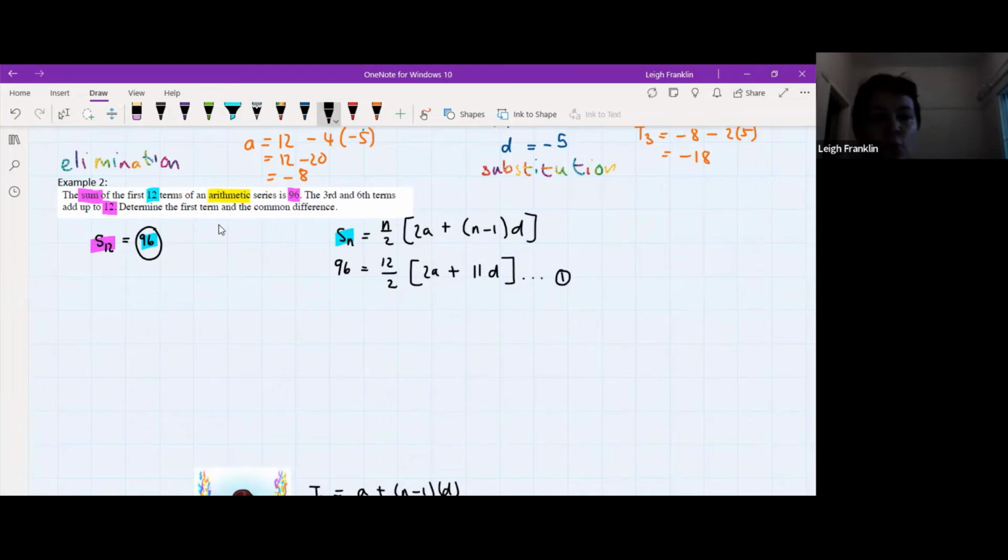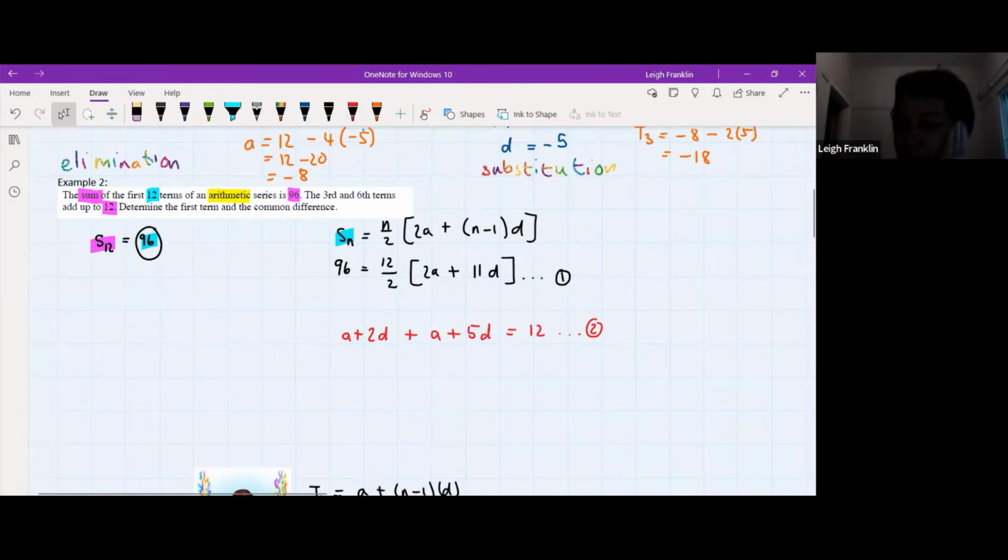The third and sixth terms add up to 12. So when they say the third and sixth terms, they are implying that I need to add those two together. So how will I write the third term in terms of A's and D's? I'll write the third term as A plus 2D. The sixth term, A plus 5D. Add up to 12. And there is my second equation. How does that feel, everybody? Is that making sense?